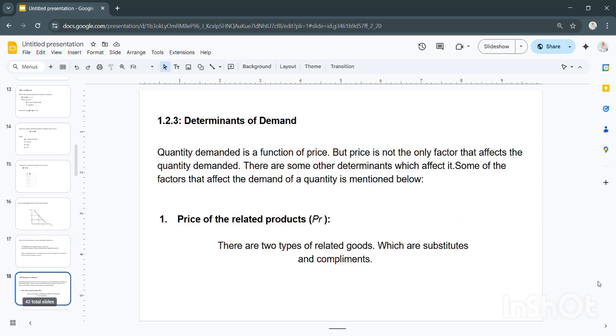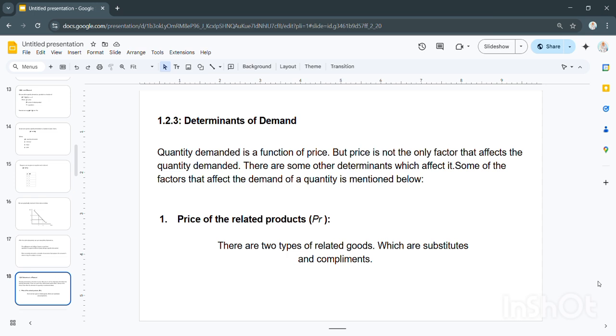Okay, now we'll talk about determinants of demand. Quantity demanded is a function of price, but price is not the only factor that affects the quantity demanded. There are some other determinants which affect it. Some of the factors that affect the demand of a quantity are mentioned below.